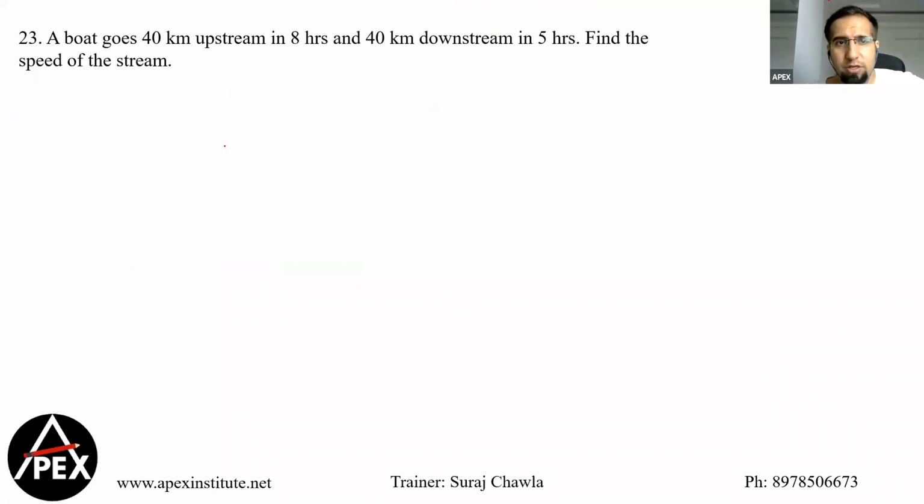A boat goes 40 kilometers upstream. Distance by speed, upstream becomes B minus S, in 8 hours. So 8 ones are 8, 8 fives are 40. From here, what do I get? I get B minus S is equal to 5. First equation.